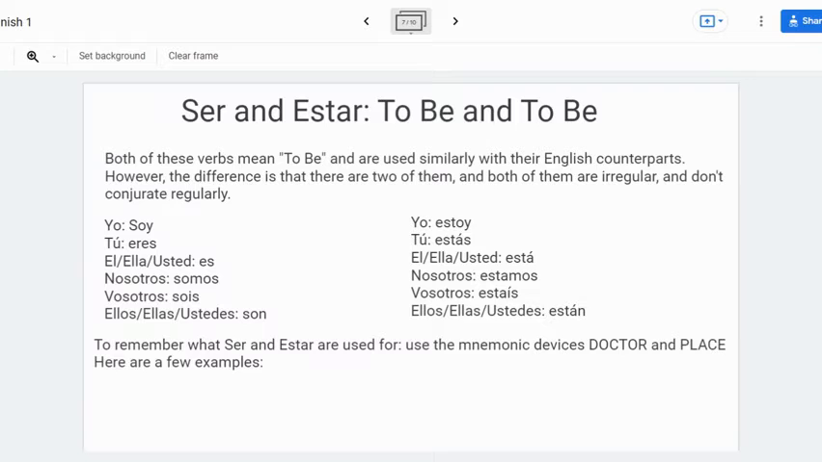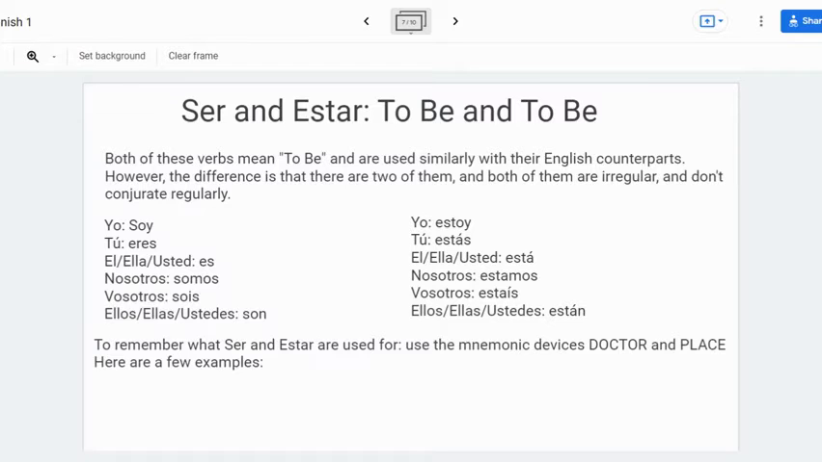These are all the conjugations for ser, which are completely different from what they should be. So you should remember this. The estar form is a little easier to understand. Yo estoy, tú estás, él, ella, usted está. Nosotros estamos, vosotros estáis, ellos, ellas, ustedes están.